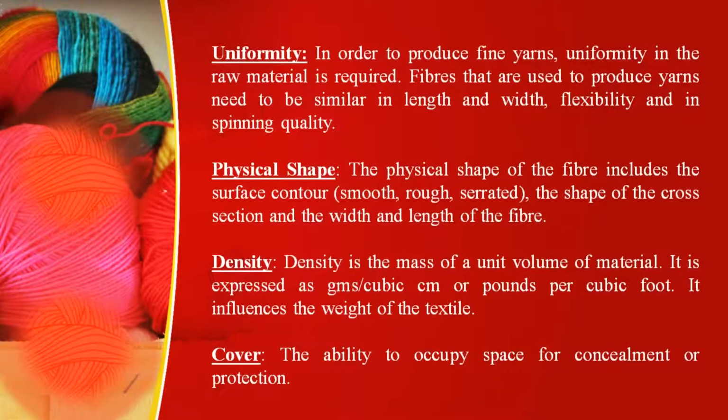Some more terminologies in the sequence. Uniformity. In order to produce fine yarns, uniformity in the raw material is required. Fibers that are used to produce yarns need to be similar in length and width, flexibility and in spinning quality. Physical shape. The physical shape of the fiber includes the surface contour, smooth, rough, serrated, the shape of the cross-section and the width and length of the fiber.